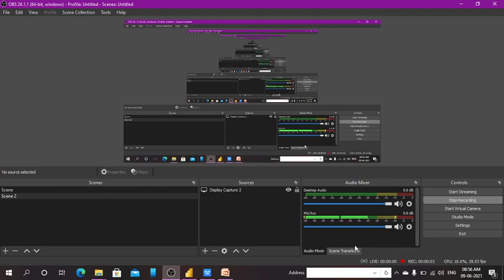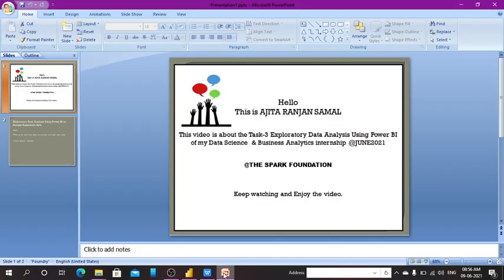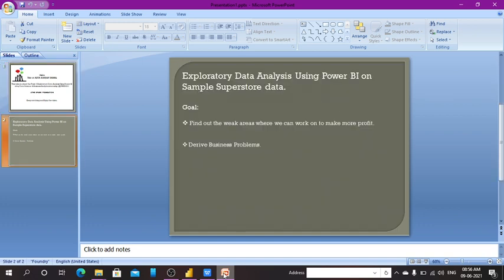Hello everyone. Today I would like to share that I have completed my Task 3, exploratory data analysis using Power BI, of my Data Science and Business Analytics internship with the Spark Foundation. In this task, I have used the Sample Superstore data. The goal of the task is to find out the weak areas where we can work on to make more profit and derive business problems.